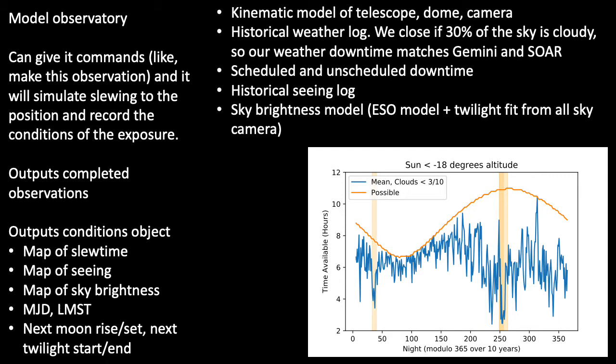The orange curve shows how much time we would be able to observe if there was never any downtime or clouds. And then the blue curve shows, on average, how many hours per night we get at different times of year. And the shaded regions show when our scheduled downtime occurs. And in addition to this, we also have unscheduled downtime that can occur randomly during the simulation.